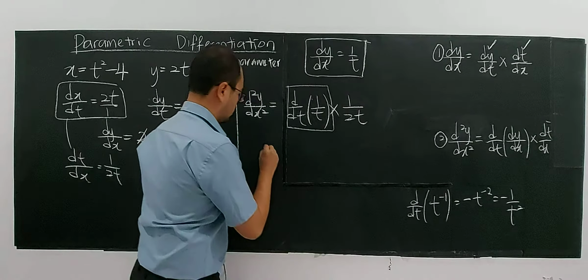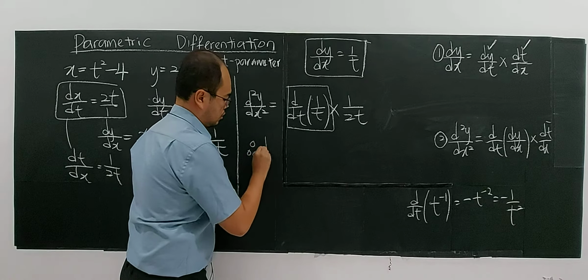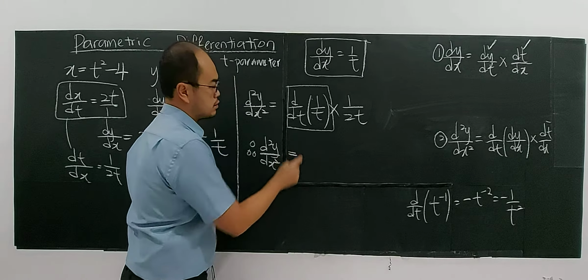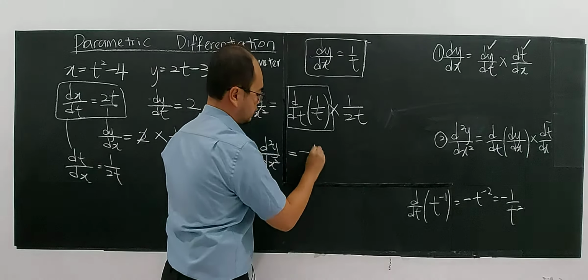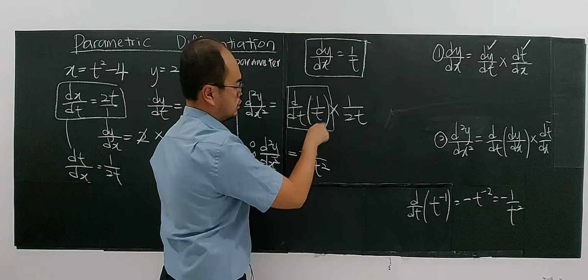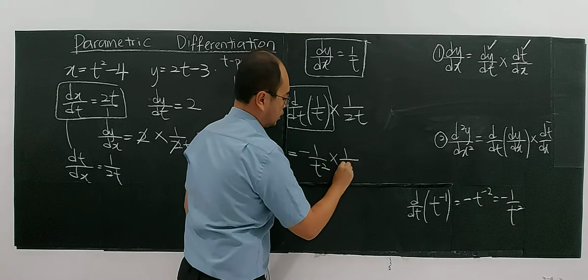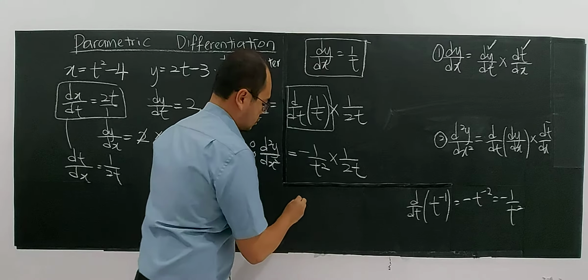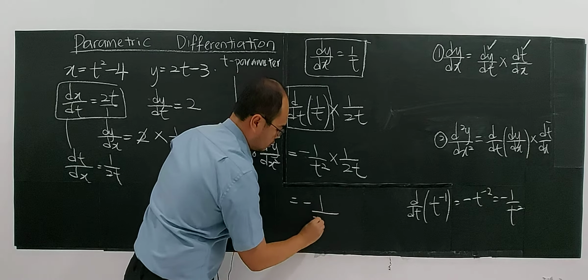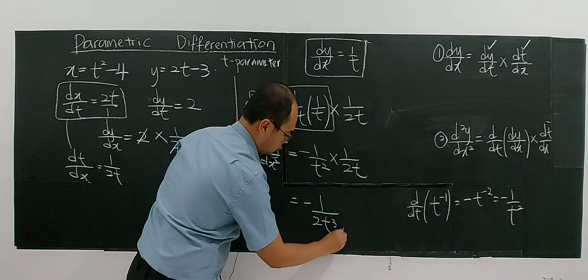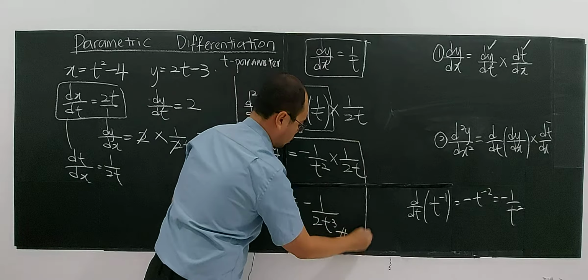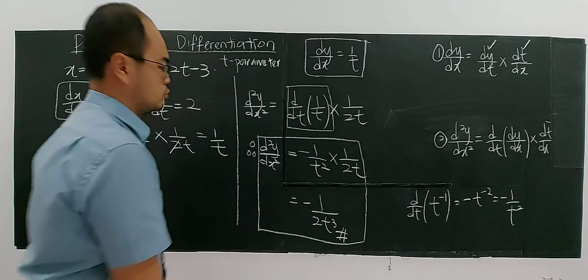Therefore, d2y/dx2 is the same as negative 1 over t squared, multiplied with 1 over 2t. So finally you have negative 1 over 2t cubed. This is the answer for d2y/dx2.